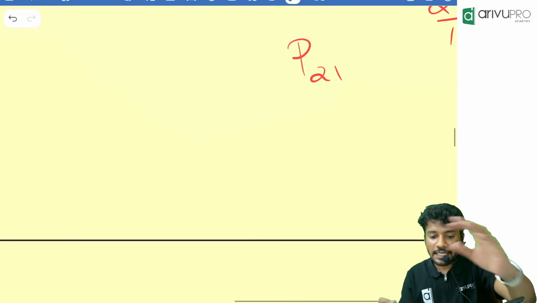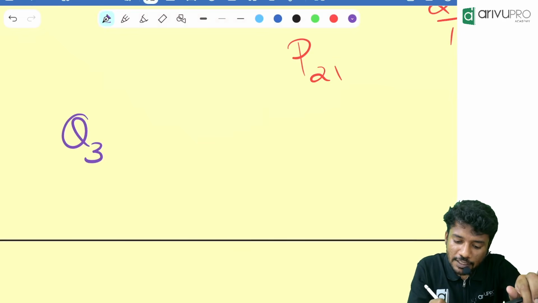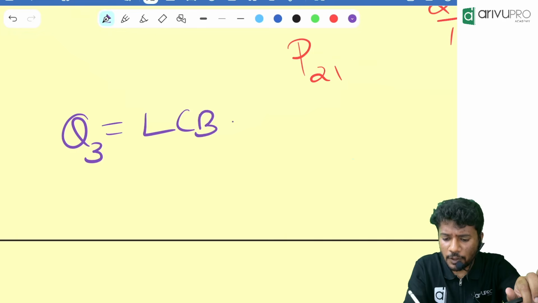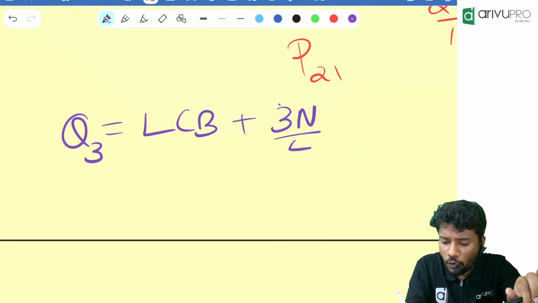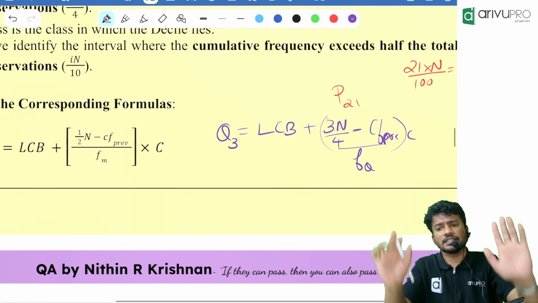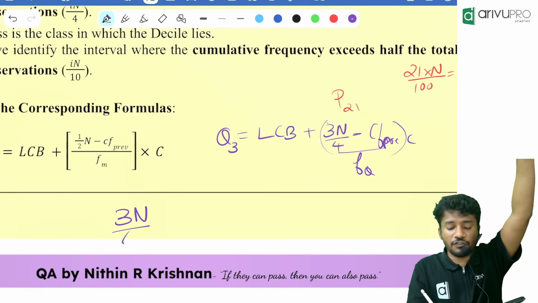People, in order to find Q3, you tell me, how to find it? We will use the same formula. Lower class boundary plus 3n by 4 minus cumulative frequency of the previous class, divided by frequency of the quartile class, into C. This is the formula. First you will find 3n by 4.